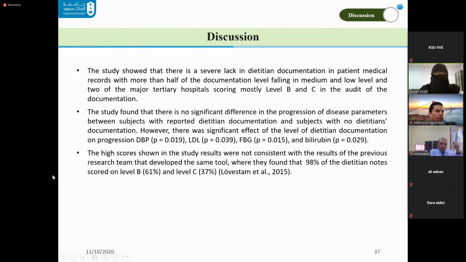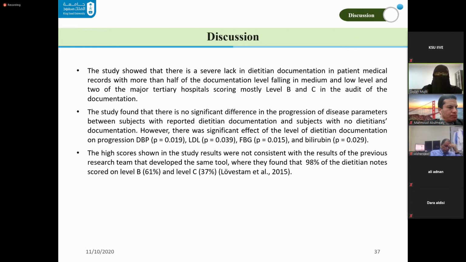Moving to the discussion part, the study shows that there is a severe lack of dietitian documentation in patient medical records, with more than half of the documentation falling in medium and low levels, and 2 of the major tertiary hospitals scoring mostly level B and C in the audit documentation. The study found there is no significant difference in the progression of disease parameters between subjects with reported dietitian documentation and subjects with no documentation.